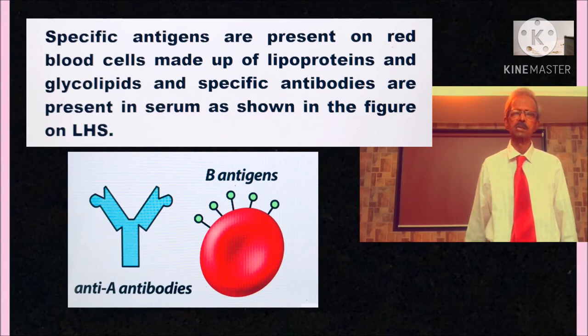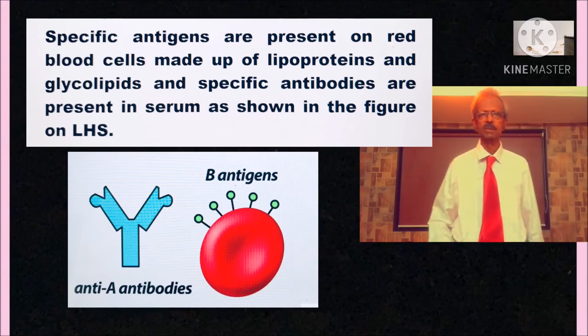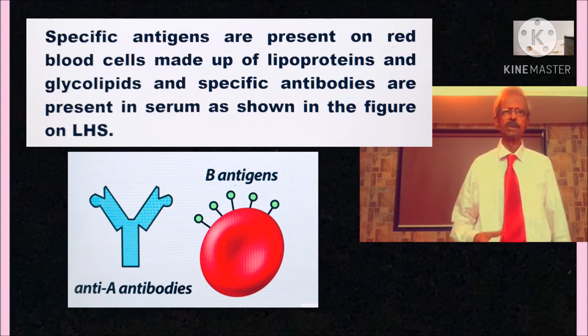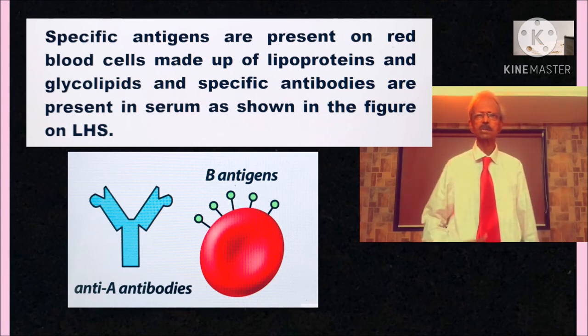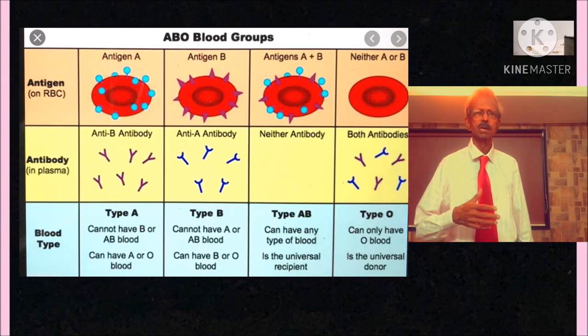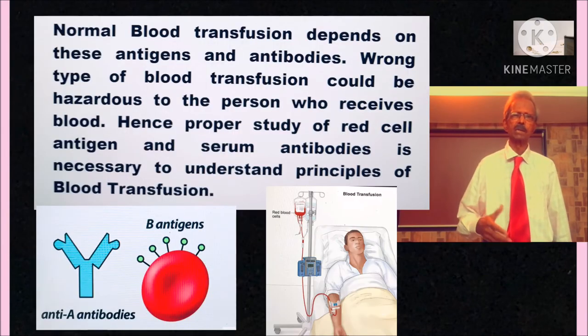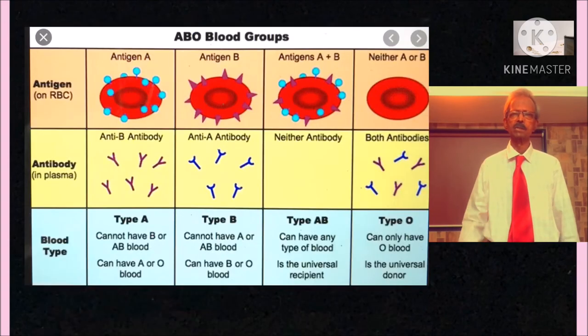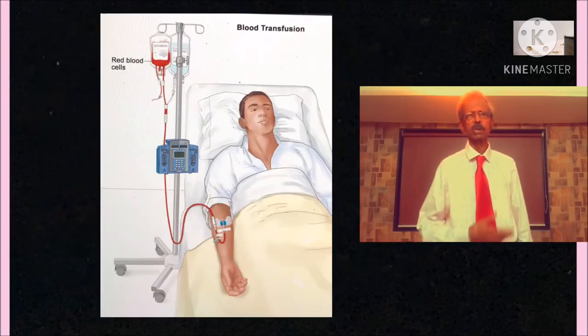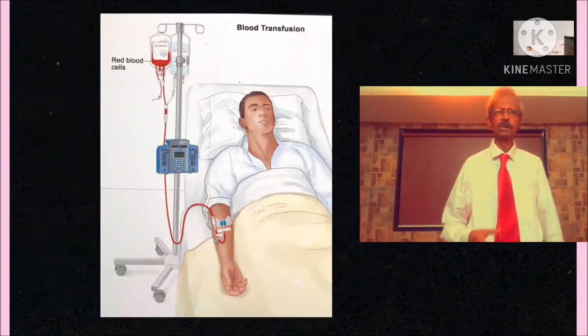Specific antigens are present on red blood cells made up of lipoproteins and glycolipids, and specific antibodies are present in serum as shown in the figure on the left hand side. Normal blood transfusion depends on these antigens and antibodies. Wrong type of blood transfusion could be hazardous to the person who receives blood. Hence, proper study of red cell antigen and serum antibodies is necessary to understand principles of blood transfusion.